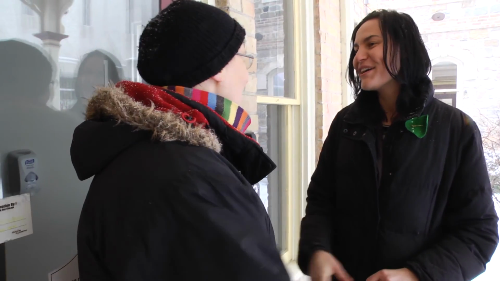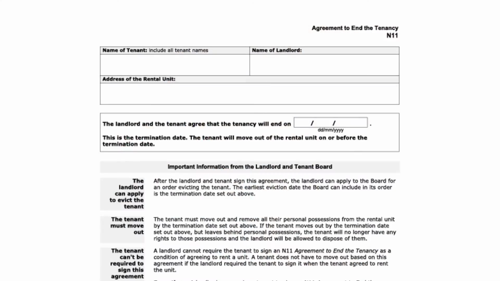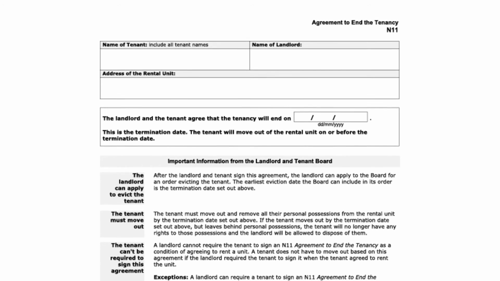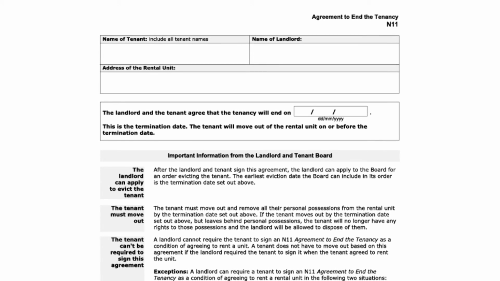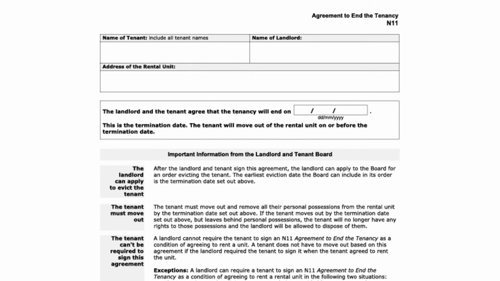The big thing that tenants need to realize is that if the landlord and the tenant agree, they can end their tenancy at any time that they want. And there's a specific form, and that is an N11 form. Tenants can access the N11 form by going to the Landlord and Tenant Board website, and they can sign it. They can get their landlords to sign it, and whatever date is there, it can be at the end of the rental period, it can be in the middle of the rental period, it can be at any point in time. They can agree on ending their tenancy on that date.